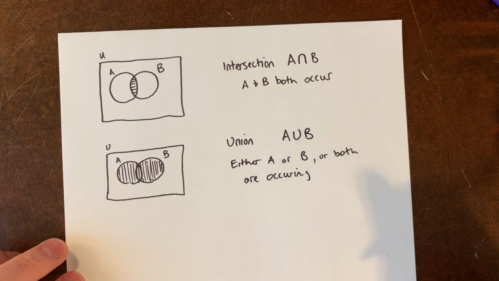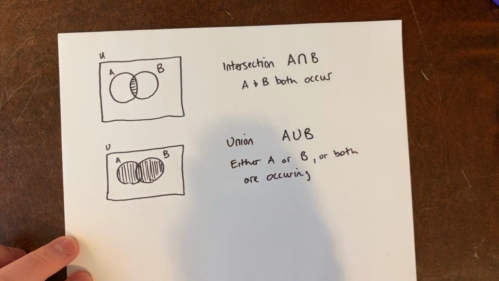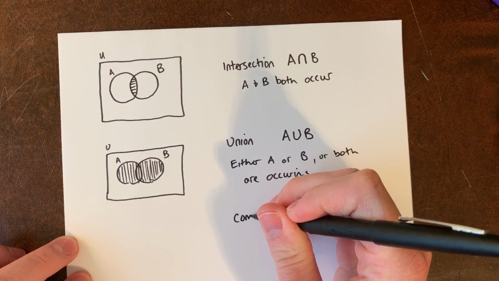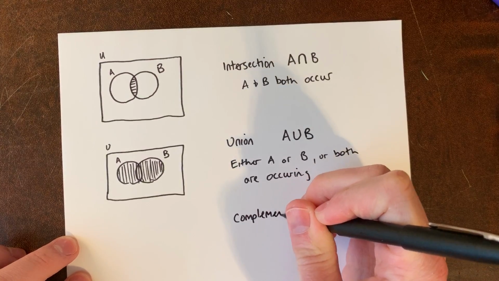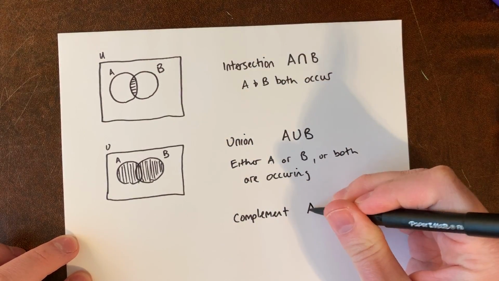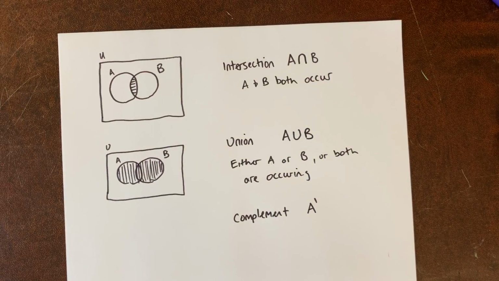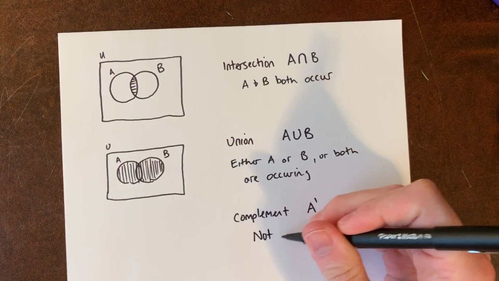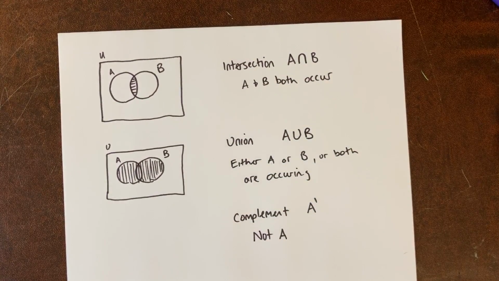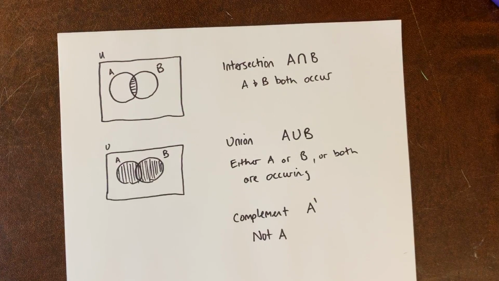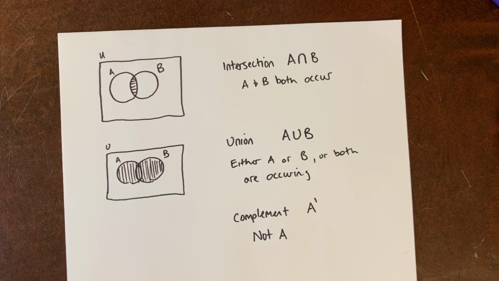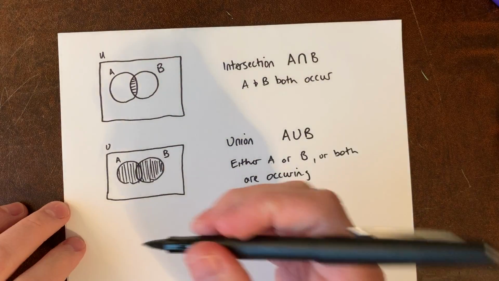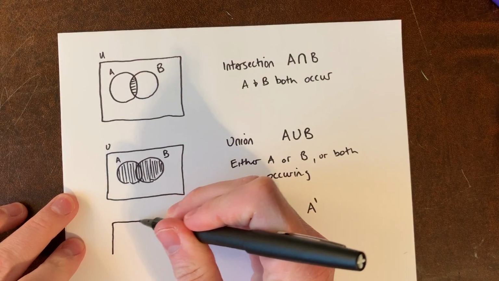Another term is complement, the complement of A. We use a little apostrophe to denote the complement. Complement means anything not A. So the complement of A, if A was students taking French, would be any students not taking French.